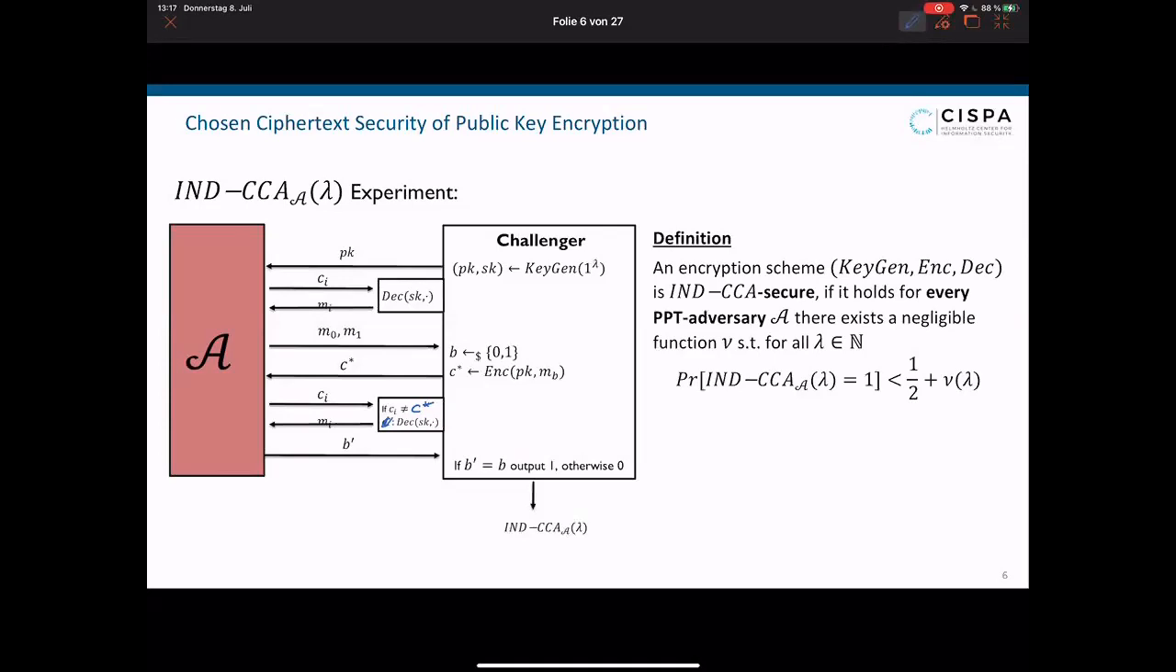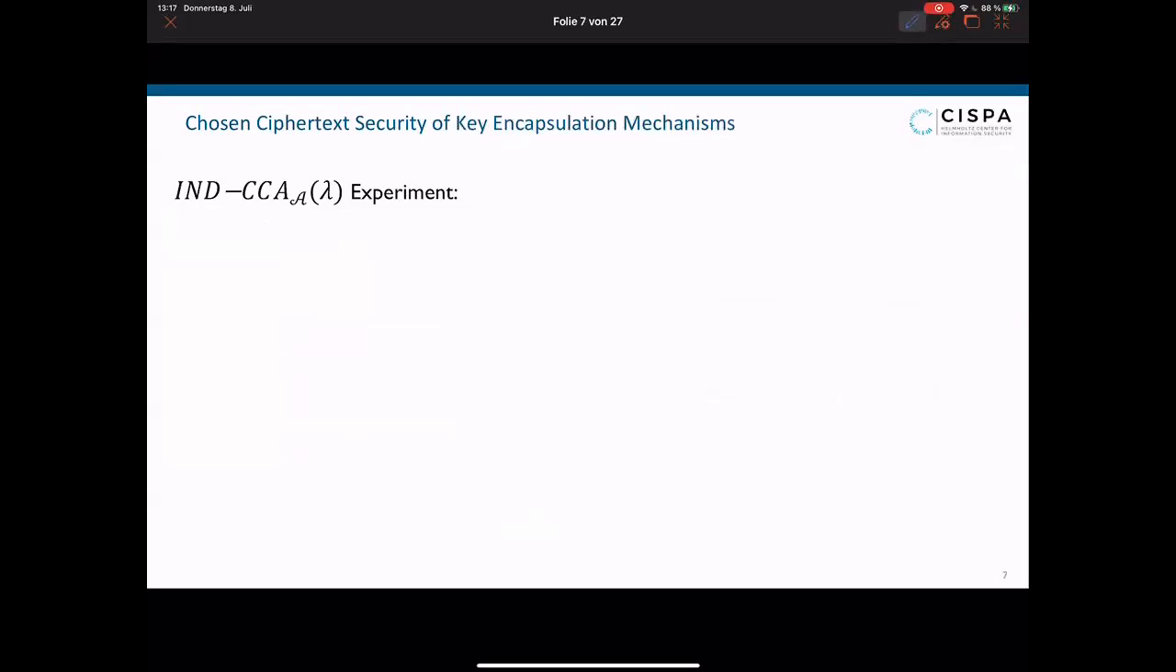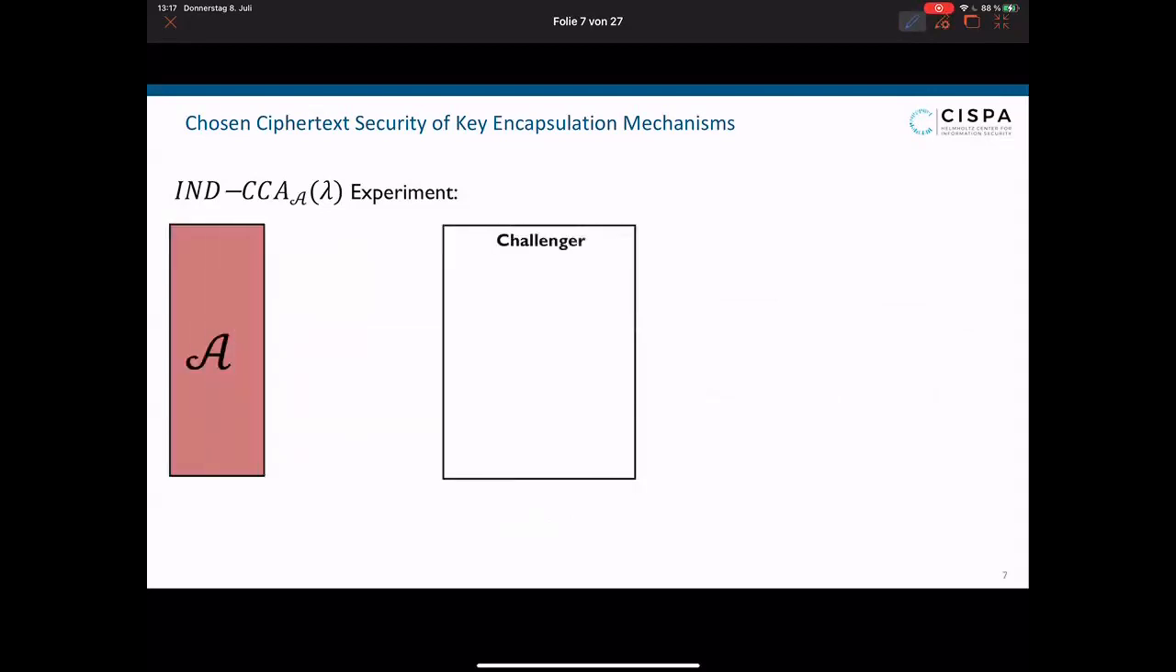But last lecture, when we talked about hybrid encryption, we've also seen this notion of key encapsulation mechanisms, right? Since we've learned that key encapsulation mechanisms are, in some sense, the right way to use public key primitives, let's also define IND-CCA security for key encapsulation mechanisms, all right? So the idea is the following.